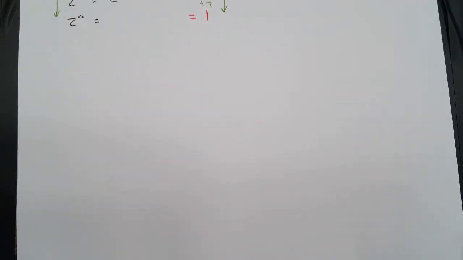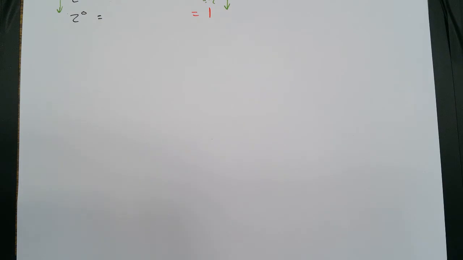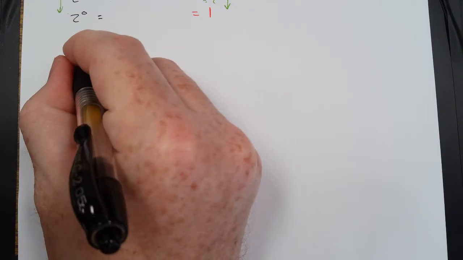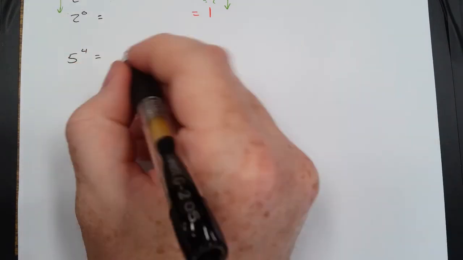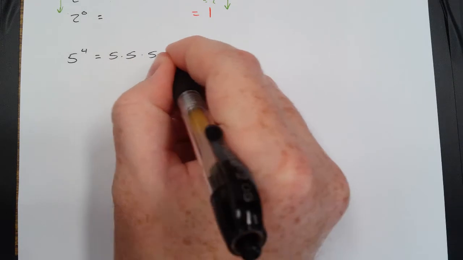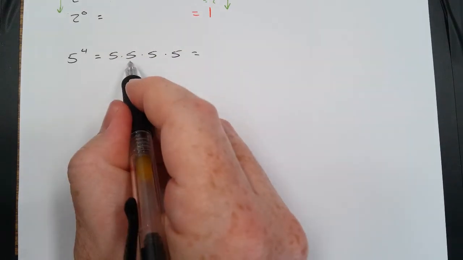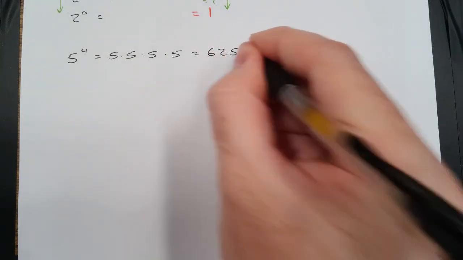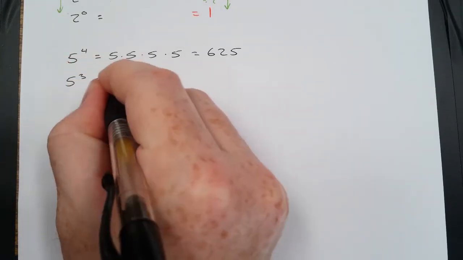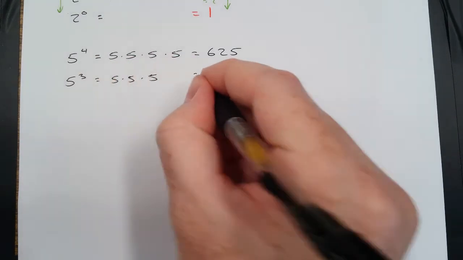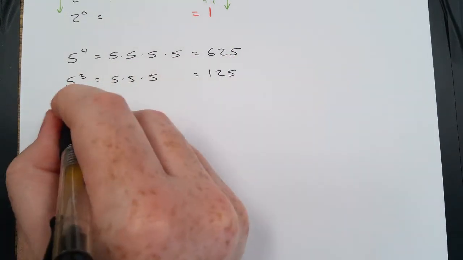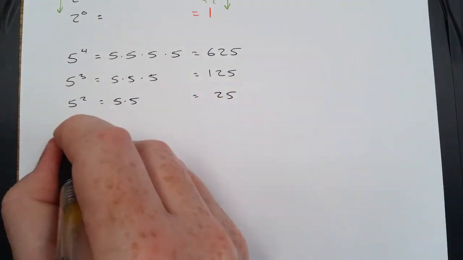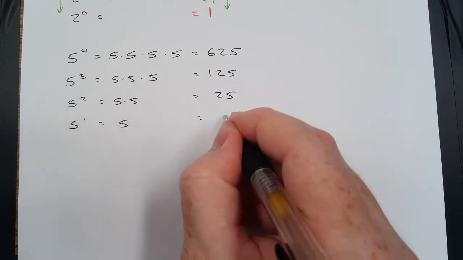Let me show you with what else might be easier to do. Let's just do 5s. Let's do 5 to the 4th because that might be the highest I can go. 5 times 5 times 5 times 5. 5 times 5 is 25. Times 5 is 125. Times 5 is 625. 5 to the 3rd is 5 times 5 times 5 equals 125. 5 squared is 5 times 5, 25. 5 to the 1st is just 5.